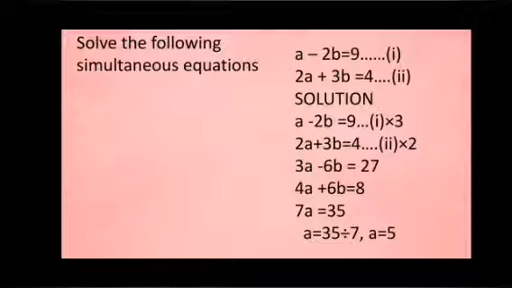Equation 4 is plus 6b. So I can eliminate them by adding equations 3 and 4. So 3a plus 4a is equal to 7a. 27 plus 8 is equal to 35. I divide both sides by 7. a is equal to 35 divided by 7. a is equal to 5.